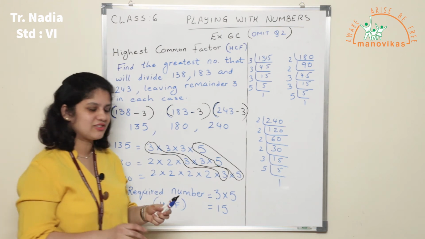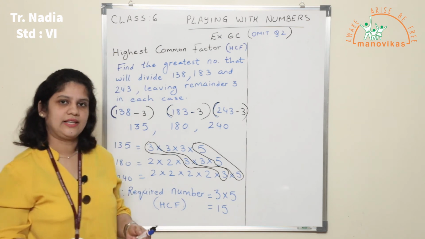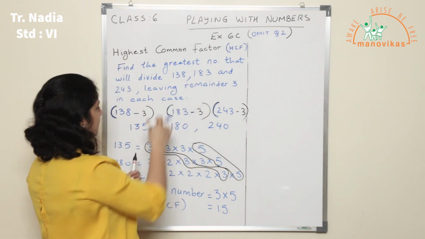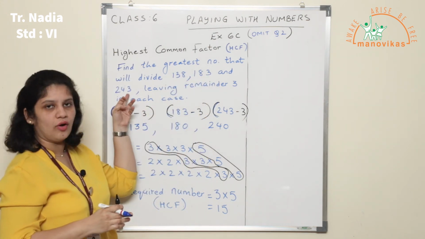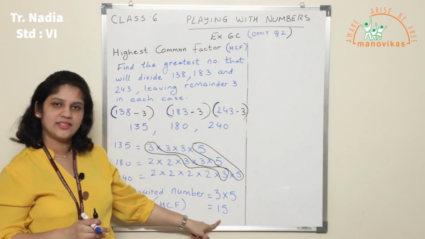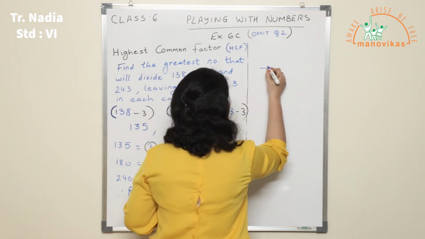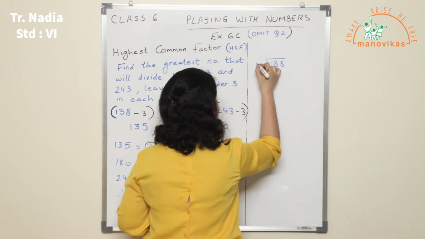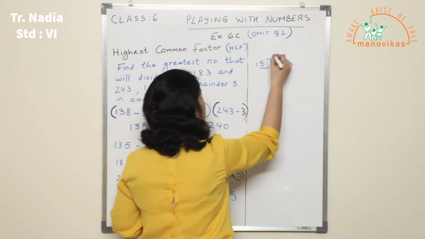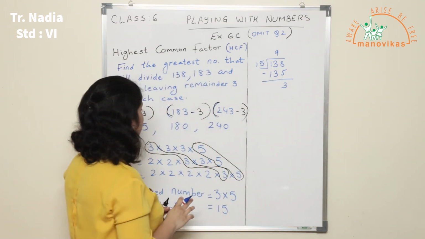Now let us try to verify whether this is true. Children, you all need not do this step. This is just for you all to understand. I have got the answer 15. Let me divide one of these numbers. I have 138, 183 and 243. These were my original numbers. Let me try dividing any number by the answer that I have got, and let's see if I am getting the remainder 3. So I am going to divide 138 by 15. Okay, 15, what is closest to 138? It is 15 9s is 135. So I do get a remainder 3.